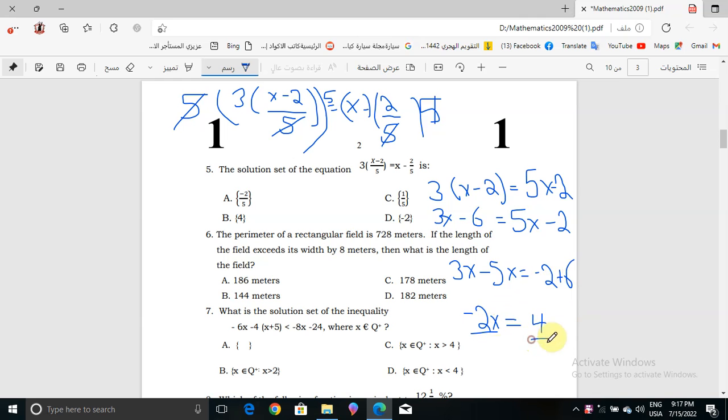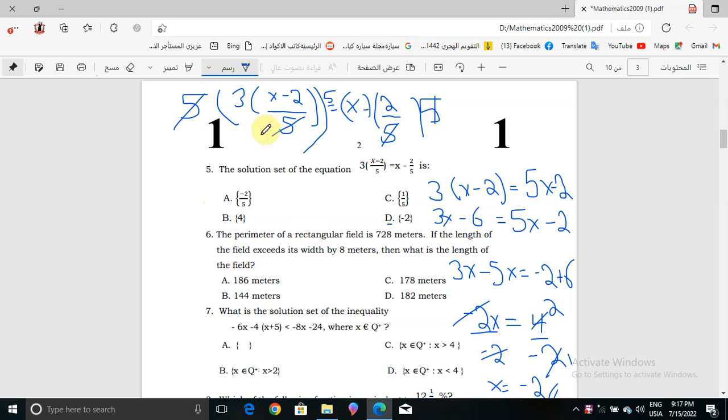Then divide both sides by negative 2. Then x is equal to negative 2. This is the last answer for question number 5. That means negative 2 is the solution set and is in choice D, which means choice D is the correct answer for question number 5.